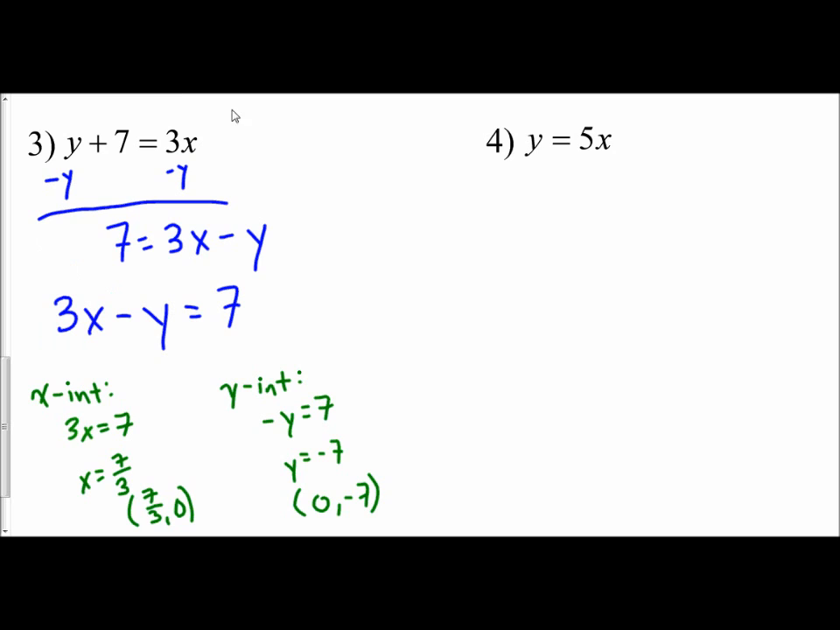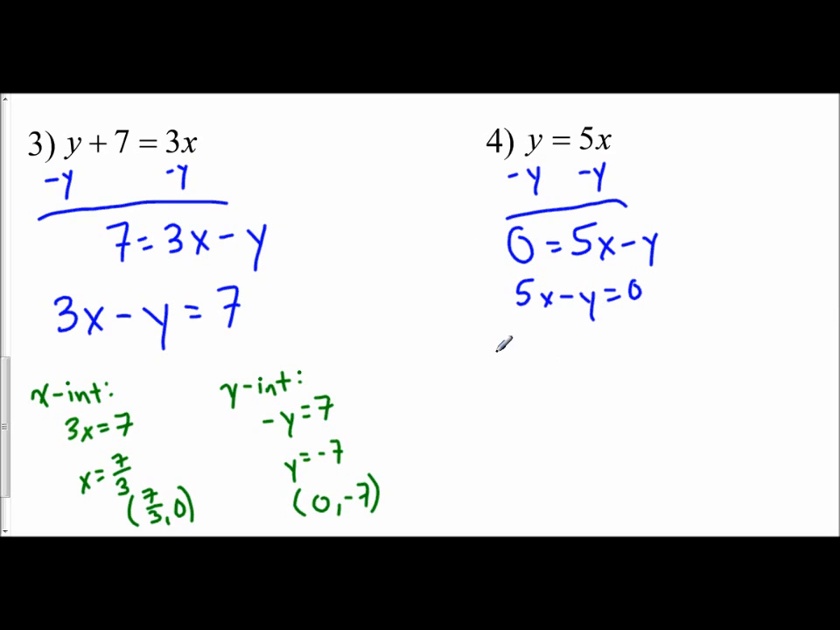And let's do the same thing for this one. We want to put it in standard form. I'm going to move the y to the other side since the x term is positive. Y minus y is 0. So I get 0 equals 5x minus y. Flip it around, 5x minus y equals 0. So now we have our standard form.